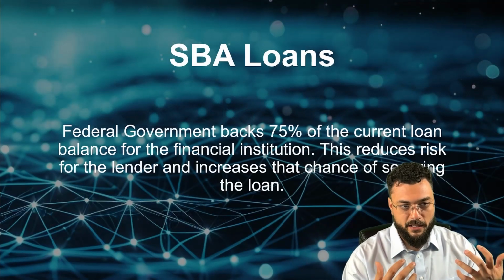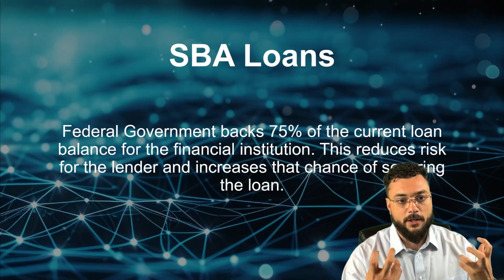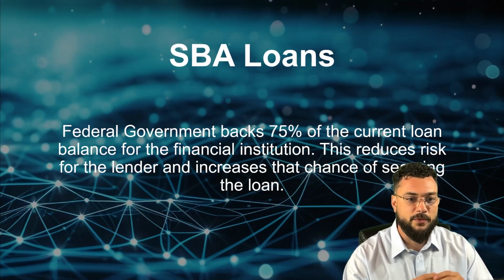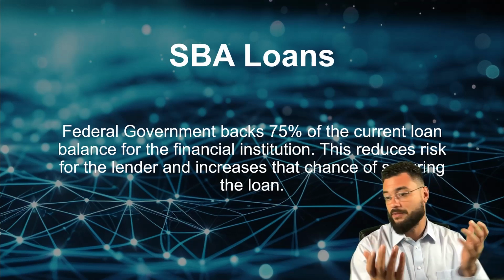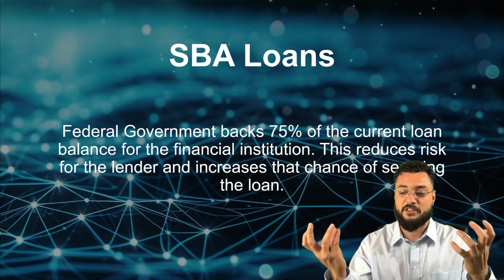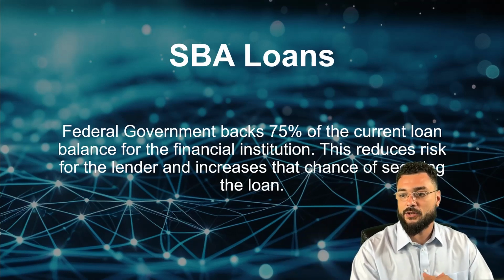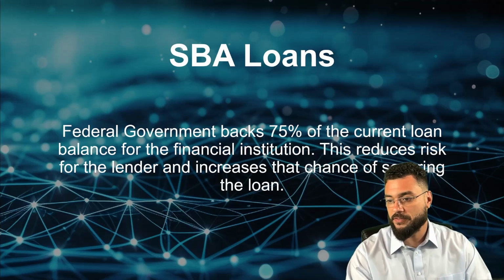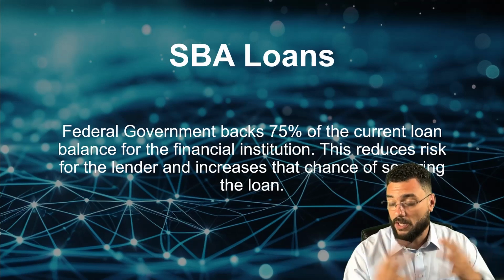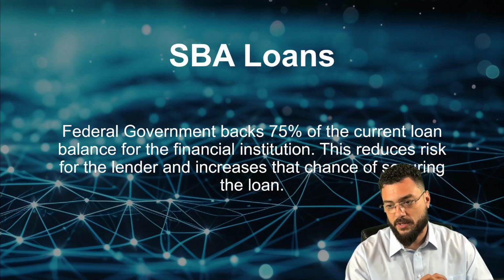So SBA loans are federal-backed loans. 75% of the outstanding balance is backed by the federal government for the financial institution, because most financial institutions don't want to lend small businesses money. They're just inherently super risky, and so the government takes the edge off of it. So if you borrow $100,000 and after a couple of years you owe $50,000 and then you go kaput, the government's going to back 75% of that.